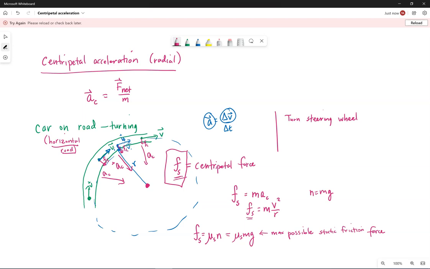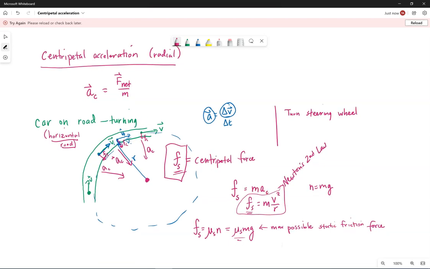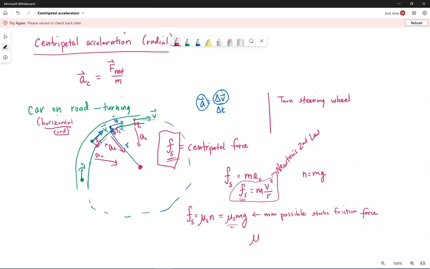If we wanted to equate what Newton's second law is telling us, this is according to Newton's second law, if we wanted to relate that to this maximum, the mass actually ends up canceling. We could solve for a speed here. This would be the maximum speed to not slide off the road.